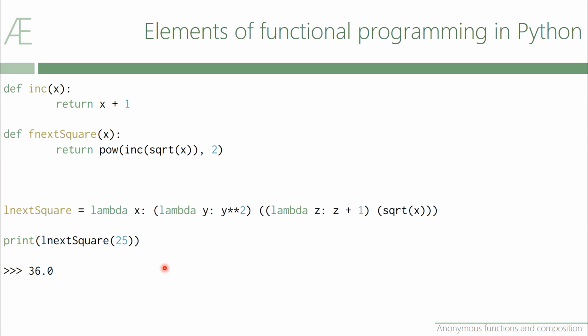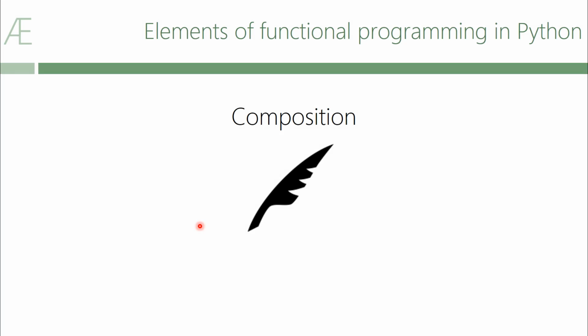Now, recall the next square function. We may write it in a functional way without actually defining all the functions and use an anonymous function instead, due to the simplicity of the functions we need. But we could also choose another way to do it.